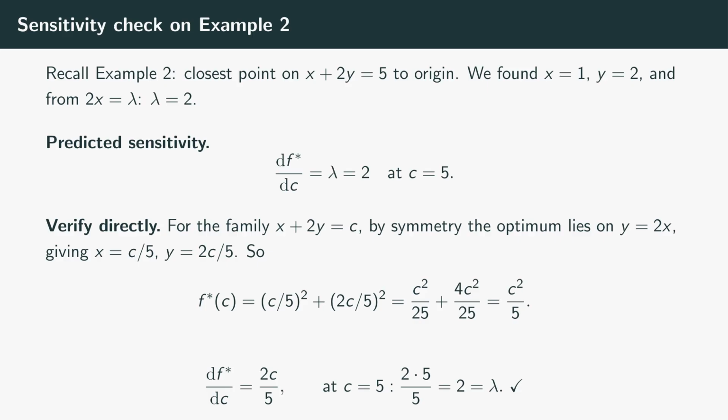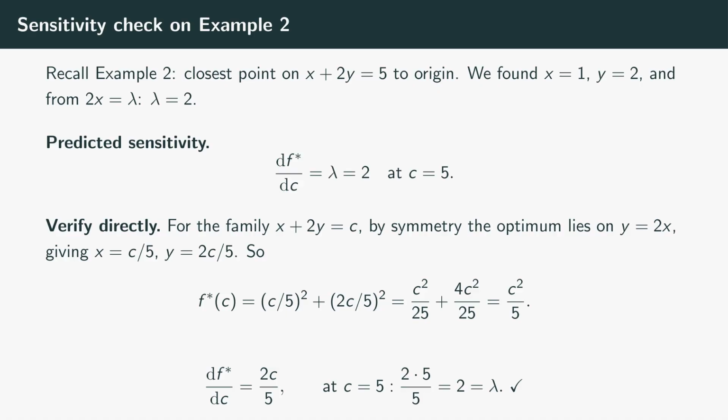The square distance is the quantity c over 5 squared plus the quantity 2c over 5 squared, which is c squared over 25 plus 4c squared over 25, which is 5c squared over 25, which is c squared over 5. So the optimal value function is f star of c equals c squared over 5. Differentiate, df star dc equals 2c over 5. At c equals 5, that's 10 over 5, which is 2, which matches lambda exactly.